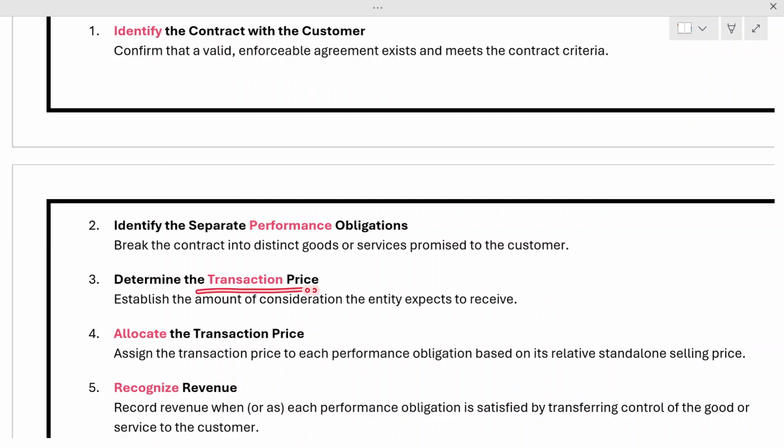Third, the transaction price needs to be identified, which is like what is the total charges for any particular services the company is charging. Fourth is, if more than one service is being provided, then the transaction price needs to be allocated among those services.